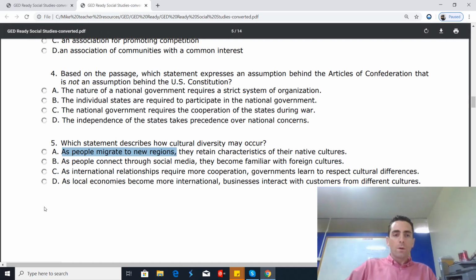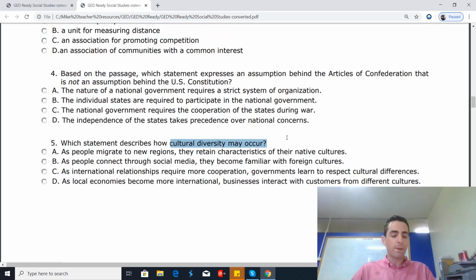Okay. So as people migrate to new regions, they retain the characteristics of their native cultures. This is how cultural diversity may occur. For sure. We've seen that throughout history. You know, when people move around for work, when they migrate, either within their country or outside their country, they often bring with them their own particular cultural characteristics, which they don't lose immediately when they go to the new place.